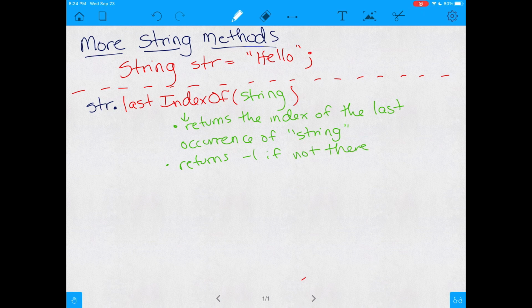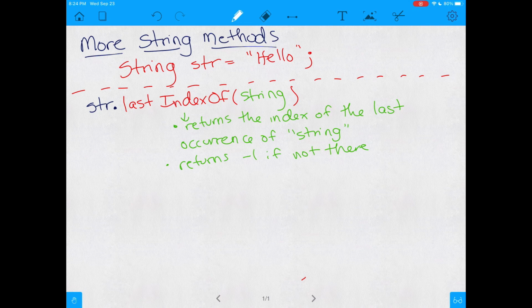All right, so this is really helpful if you're looking for something, the last incidence or the last occurrence of something in a word. You're looking for the last X or the last Y or something along those lines. This can be really, really helpful.